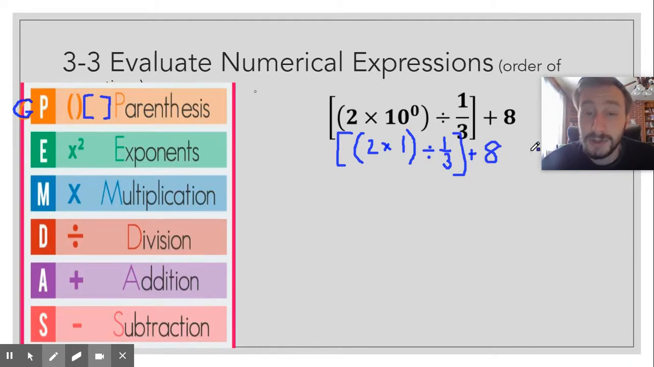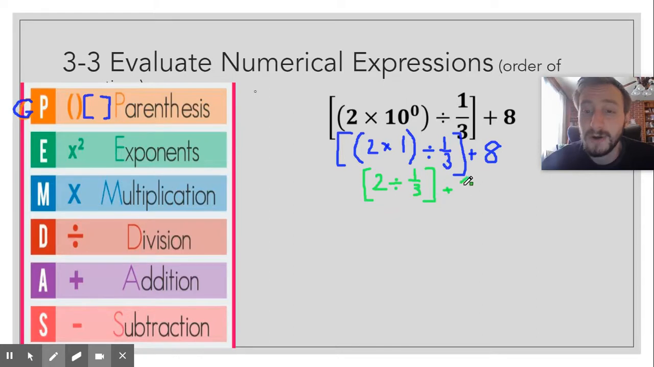So looking at this new blue step, let me change colors. Do we still have parentheses or grouping symbols? Yes, we have all of this still. So let's finish this inside parentheses. 2 times 1 is just 2. So we have 2 divided by 1/3, and this is all in brackets still, plus 8.